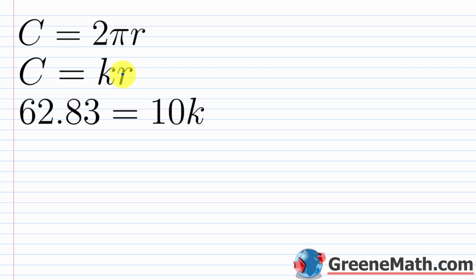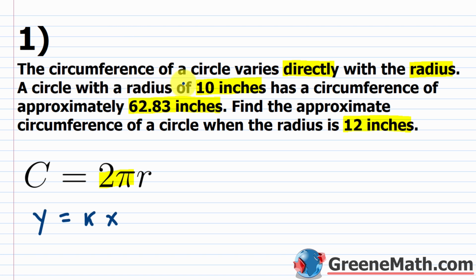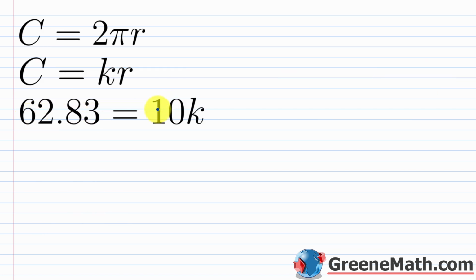So how do we figure this out? Again, you're going to plug in the initial values that you're given so you can figure out what k is. So that's what you do with a variation problem. So we get a circle with a radius of 10 inches, so we're plugging in 10 for r, has a circumference of approximately 62.83 inches. So you're plugging in 62.83 for c. So that's where this is coming from and this is coming from.